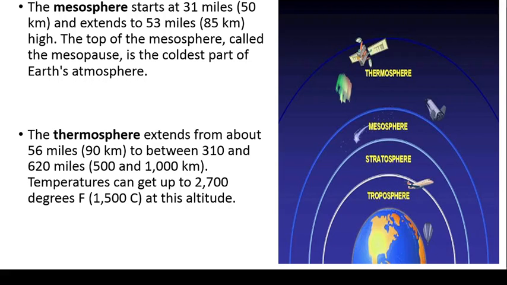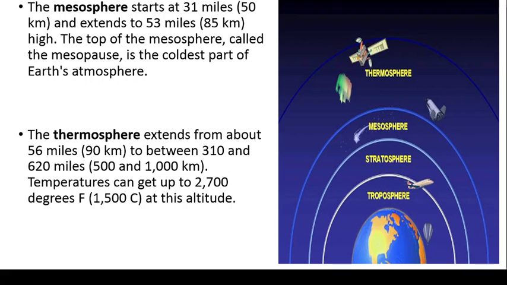The last layer is the thermosphere. It extends up to 500 to 1000 kilometer, in which we can see different types of rockets and satellites placed in the thermosphere, and after the thermosphere there is the exosphere, that means the whole universe can be covered in the exosphere.